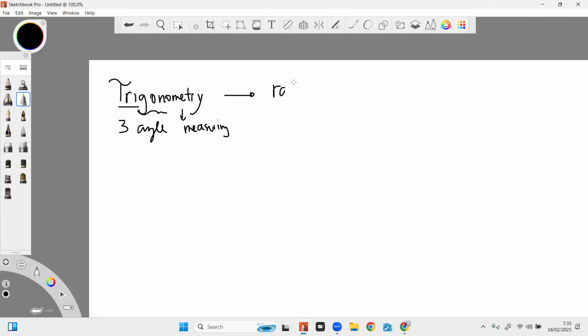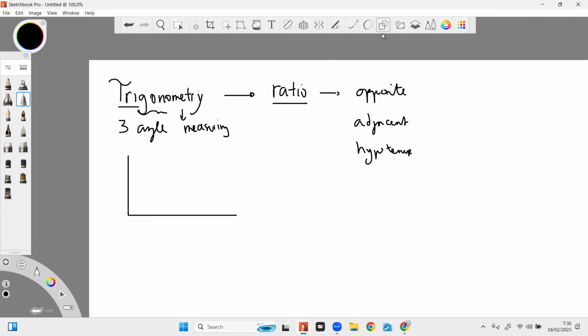So we are talking about the ratio of sides, which are the opposite, adjacent, and hypotenuse. So keep in mind, the first basic triangle is the 90-degree triangle. Okay, and then let's assume the angle. So there is one specific angle which is 90 degrees, right?